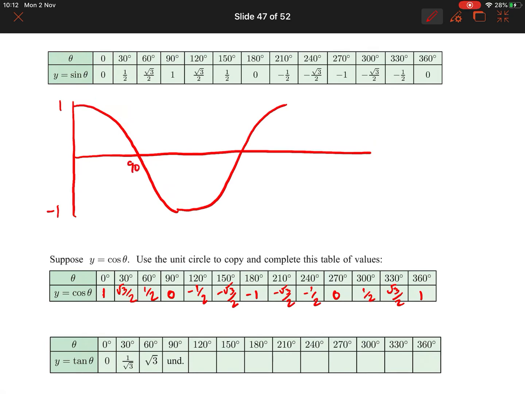Okay, this is what your cosine curve will look like, and the numbers here will be 90, this will be 180, this will be 270, this will be 360. So it's very similar to the sine curve. The sine curve is just sort of a little bit behind the cosine curve. Okay, they're very similar, but one is following the other.